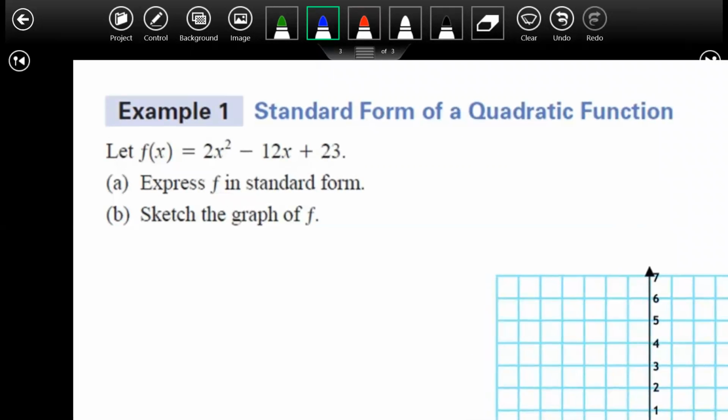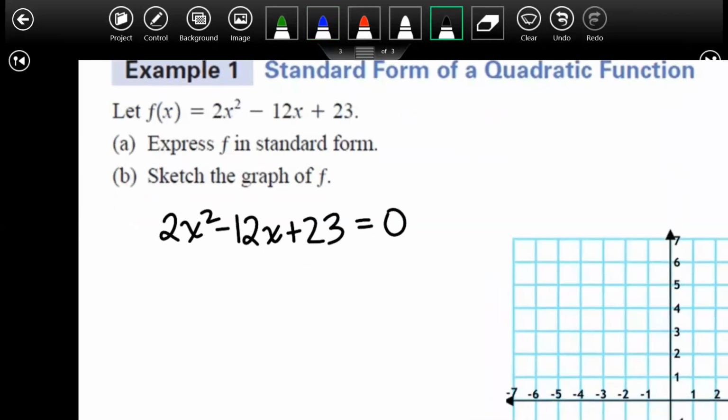So what I'm going to do first is I'm going to go ahead and bring down my equation. 2x squared minus 12x plus 23. I'm going to set that equal to 0 because I'm going to complete the square with it. Just as we did before in our last test, we should be able to do this. Okay, I'm going to move over my 23 and leave a blank on one side. Get that minus 23.